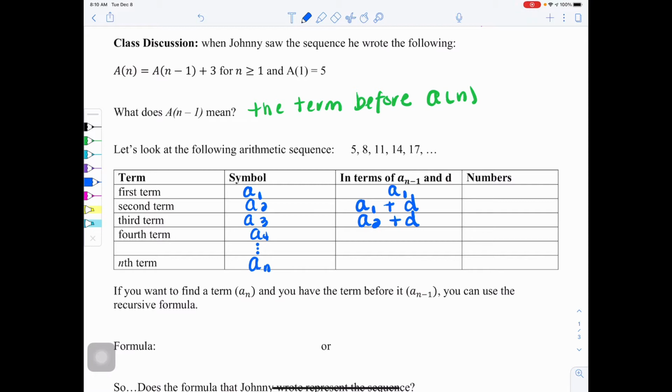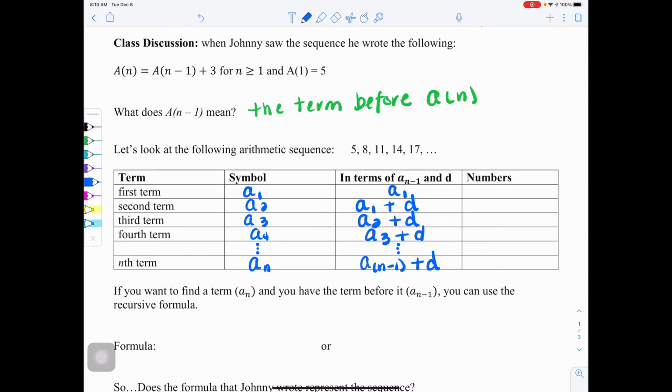And we follow this pattern. For a sub 4, I'm going to use the term that came before it, which is a sub 3, plus the common difference. And if I continue that pattern, what you're seeing is you take the term before, a sub n minus 1, and add the common difference.